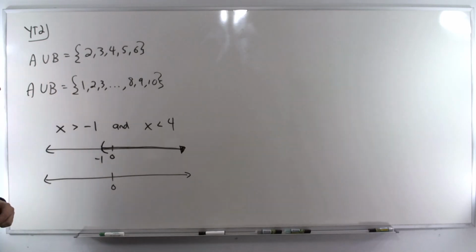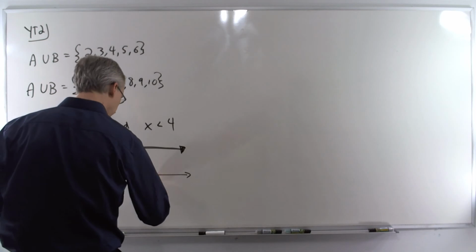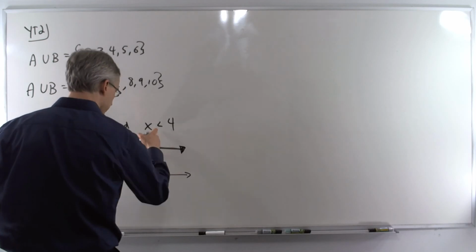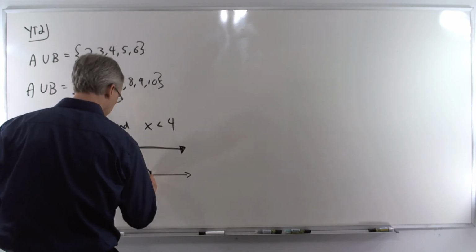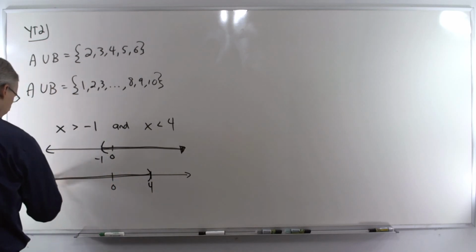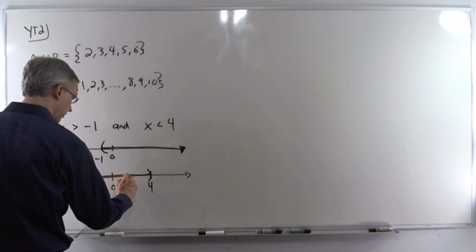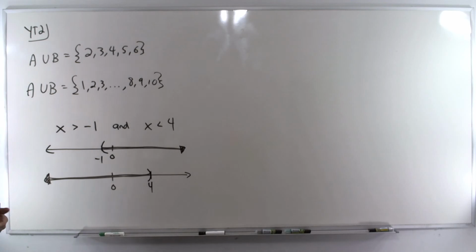There's our first graph. Now we've got x less than 4. So over here, right about here, it'll be a 4. Again, it's strictly less than, so that's a parenthesis. And we're going all the way to the left and fill in the arrow. Right, so there's our two individual graphs.